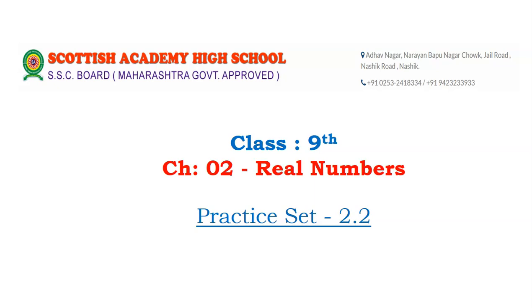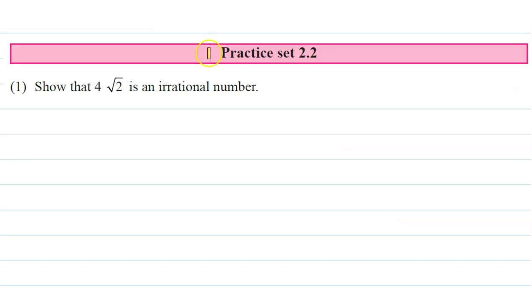Hello everyone. In this lecture we are going to discuss class 9th, chapter number 2, Real Numbers, practice set 2.2. Within practice set 2.2, the first question is: show that 4 times root 2 is an irrational number. We will use the indirect method of proving this statement.